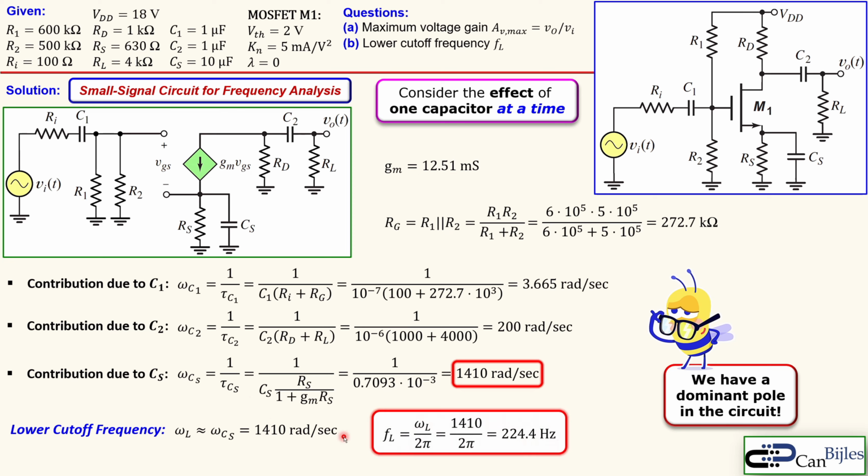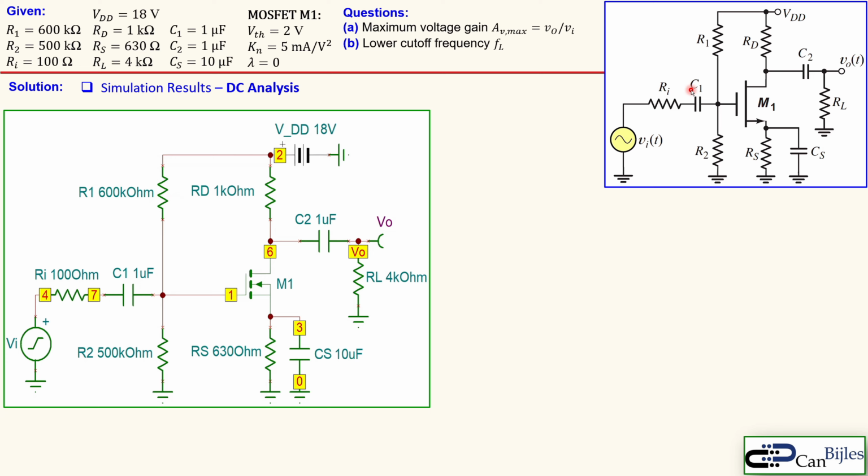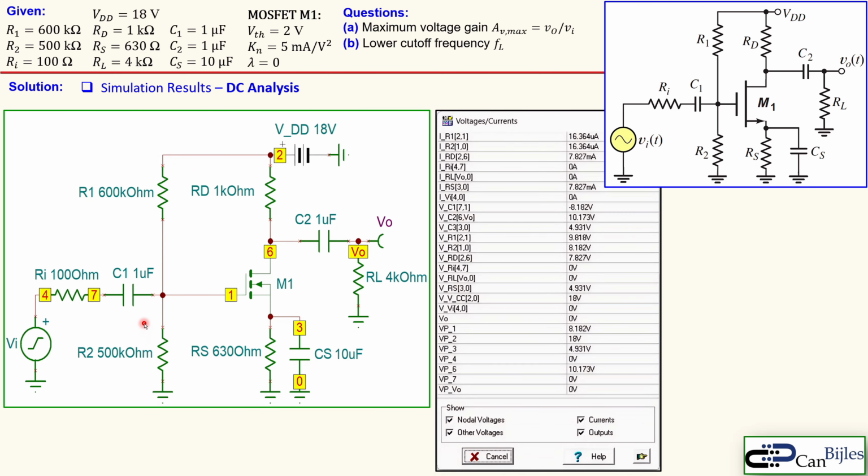And if I now convert this radians per second into hertz, just divide by 2 pi, I have here almost 224 hertz. That is my lower cutoff frequency using this method and assuming we have a dominant pole looking at this ratio. Okay, we of course need to check that. So first we start with the DC analysis in the simulation results. So this is the circuit for this, and you see here the values also what we have used. And this is the table from this simulator, and you see here the values which are also calculated in the DC analysis.